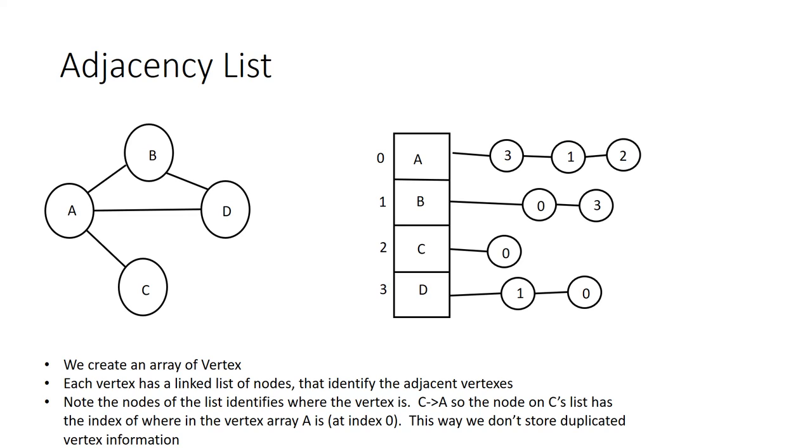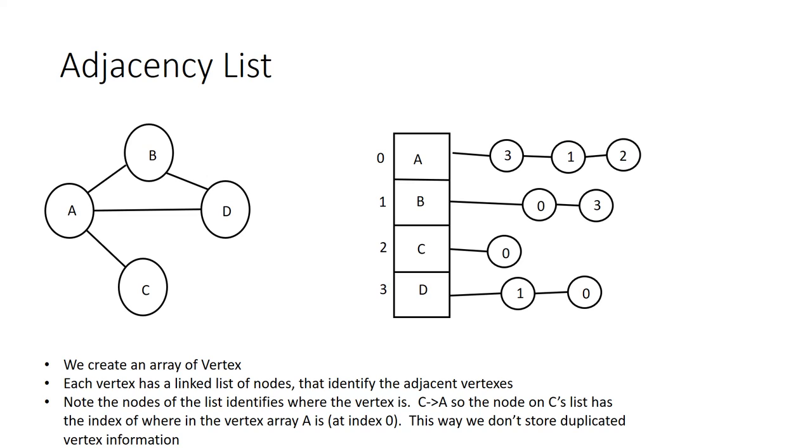We'll see that vertex B has 2 edges, one to A and one to D, and it has 2 nodes. C only has a relationship with A, and you can see it has 1 node, and that node has an index of 0. And if we look up 0 in the array, sure enough, what's there is A.